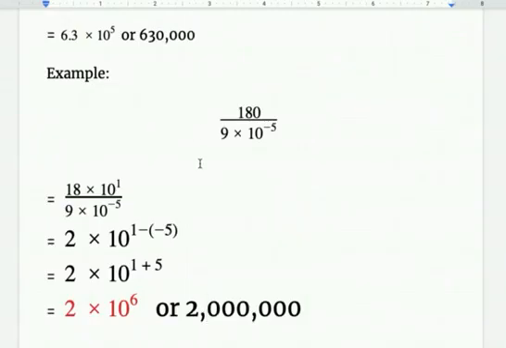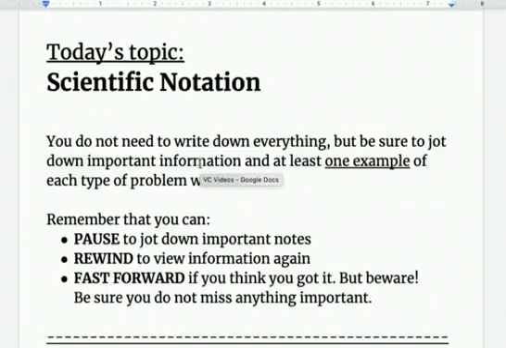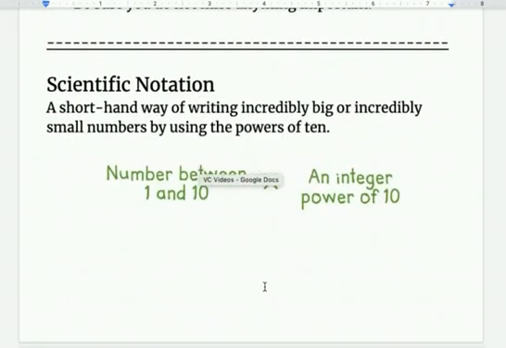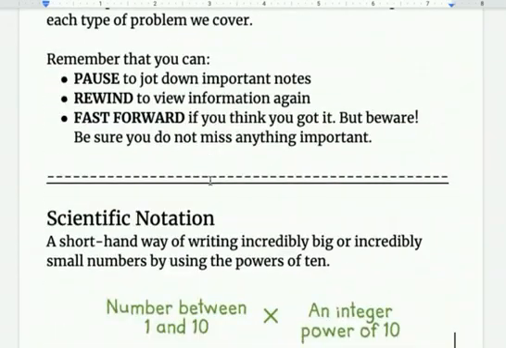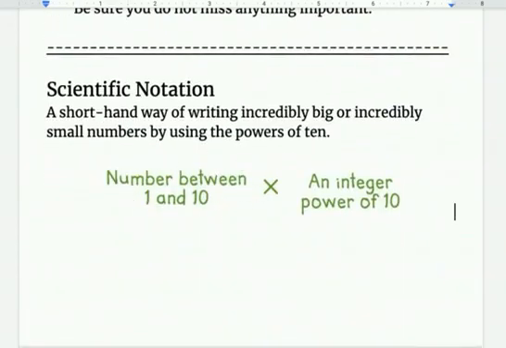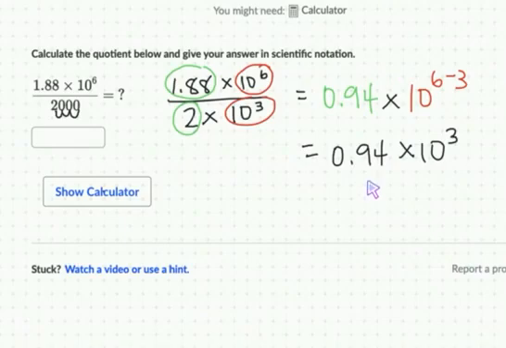And let me just review that because I think I said that wrong. It needs to be a number between 1 and 10. My bad. I said 0 and 10. So 0.94 is not between 1 and 10. It's between 0 and 10. I misspoke there. So we need it to be between 1 and 10. So we need to move it over so that it has just 1 digit in front.